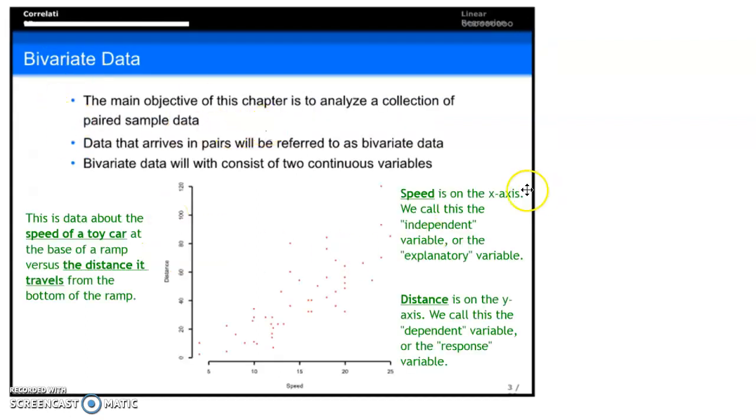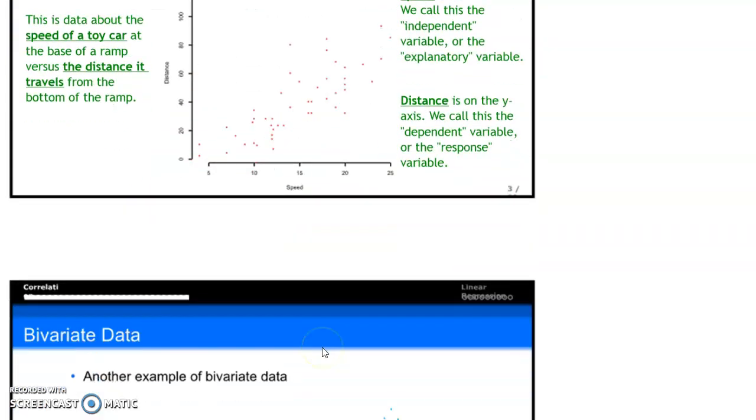On this first slide with content on it, you can see that there is a scatter plot. We define a scatter plot as points that are just scattered onto an X and Y axis. This is data about the speed of a toy car at the base of a ramp, that's speed down here, and then the distance it travels, that's distance on the Y-axis here. Speed is on the X-axis, we call that the independent or explanatory variable, and distance is on the Y-axis, that's the dependent variable or the response variable. We say that this variable explains this variable's response. That's where explanatory and response come from.